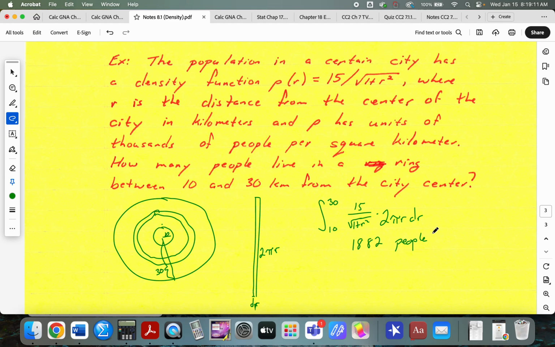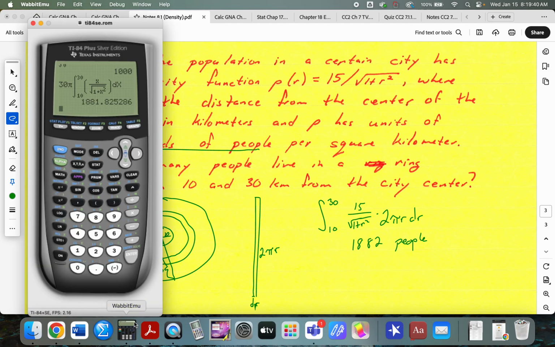Except I've done one thing wrong and I just noticed it. Why is my answer totally wrong? Does it have to do with the units? Yeah. What are the units on my density? Square kilometer. Nope. It has units of thousands of people per square kilometer. It's not so small of a population. So I need to go back to this and multiply it times 1,000.